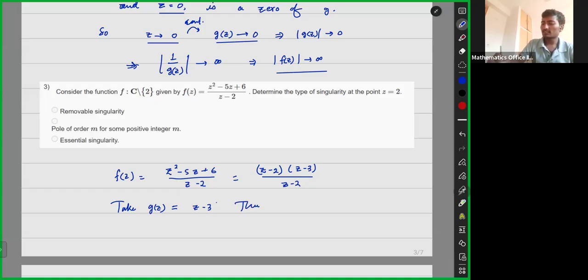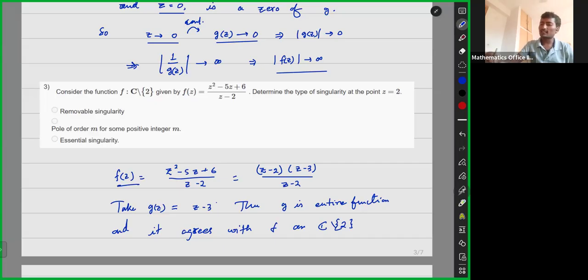Then we see that g is an entire function, and it agrees with f on C minus {2}. On C minus {2}, f of z and g of z agree. So we can extend this function to the whole complex plane. What can we define at z equals 2? At z equals 2, you can define it as -1. So it is a removable singularity.